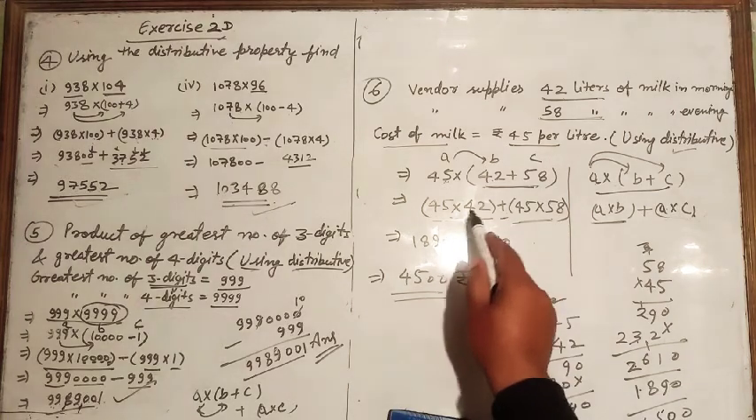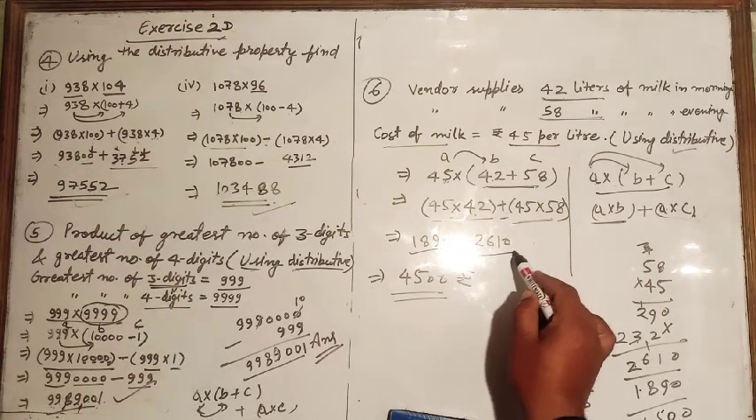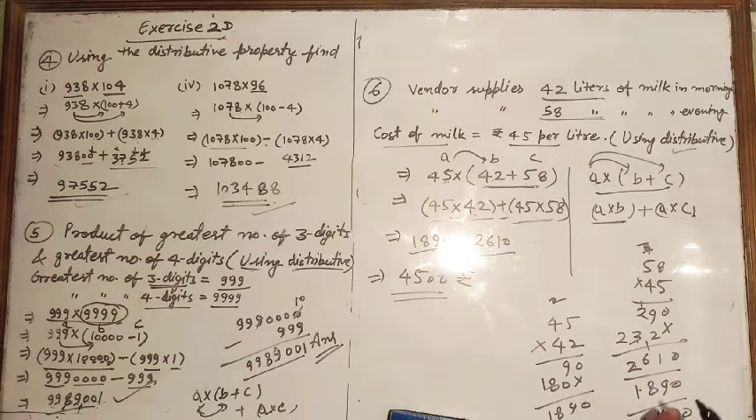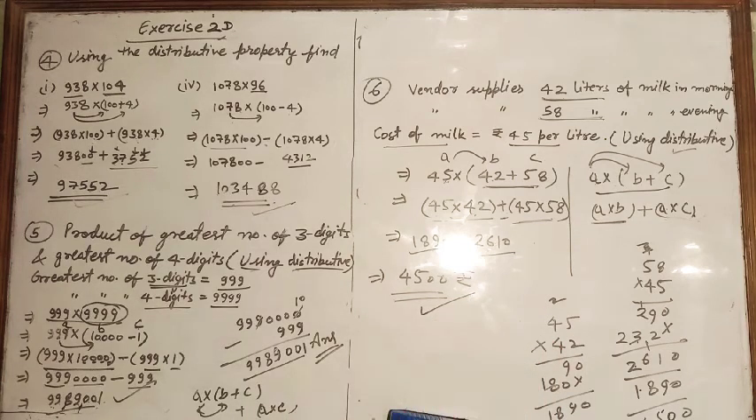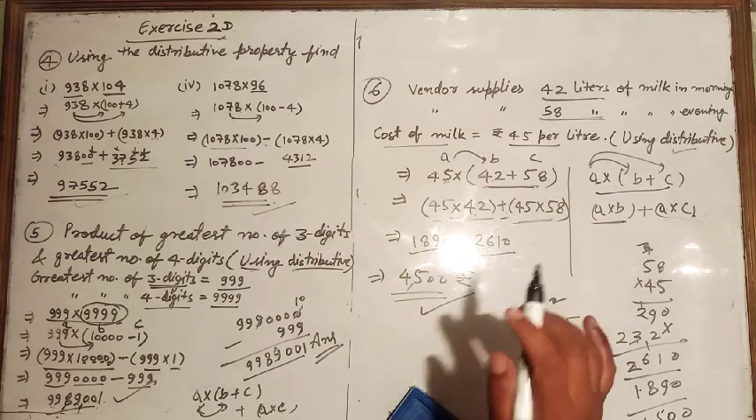After multiplying, it will be 1890, and this will be 2610. After adding both the numbers, it will be 4500. So 4500 rupees will be the cost of milk per day. Like this we can solve.